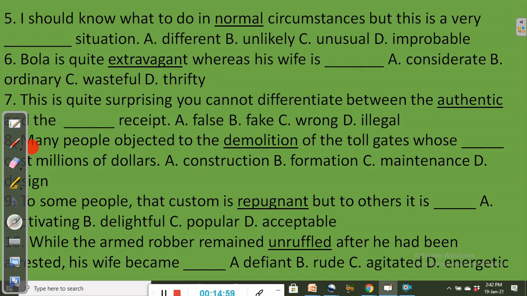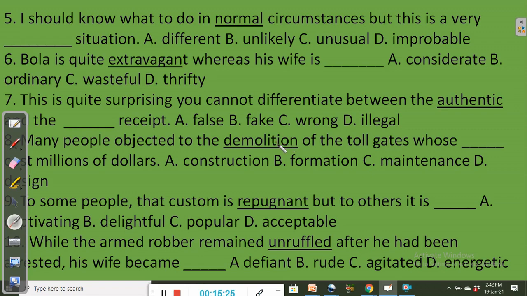Now, question 8. Many people objected to the demolition of the toll gates whose dash cost millions of dollars. To demolish is to destroy. So demolition is destruction. When you build a house, you construct it or you erect it or you build it. When you destroy it, you demolish it.